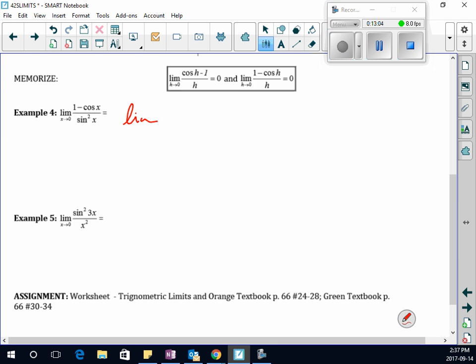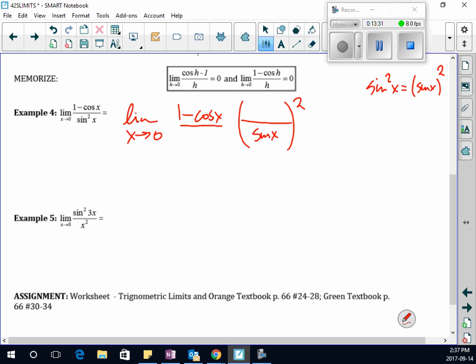We can separate them and try to build something. Does everybody know that sine squared x is the same thing as sine x the whole thing squared? Would you agree that's true? Sine squared x is sine x the whole thing squared. So that's what I'm writing there.